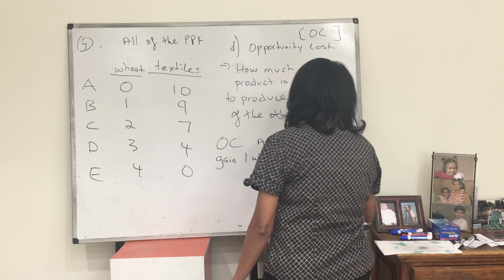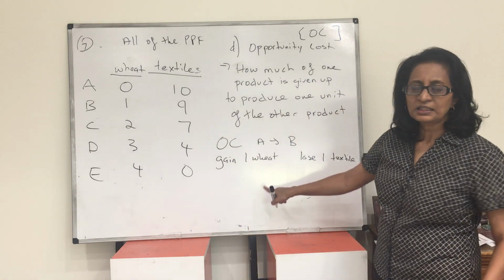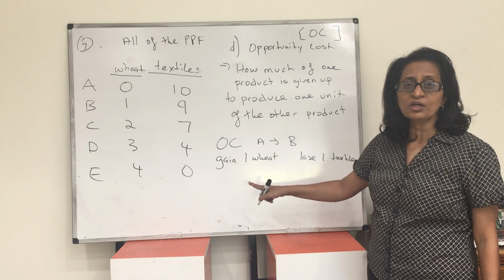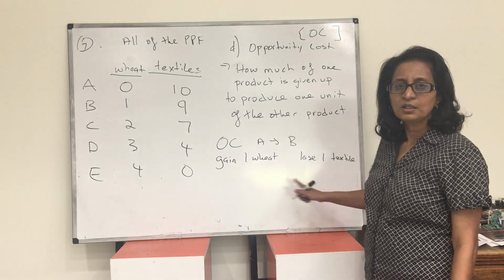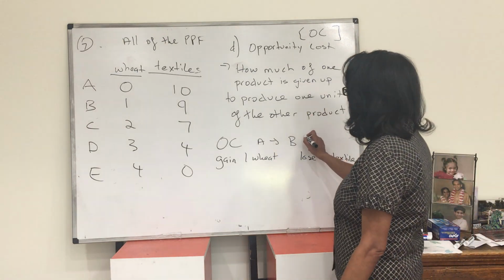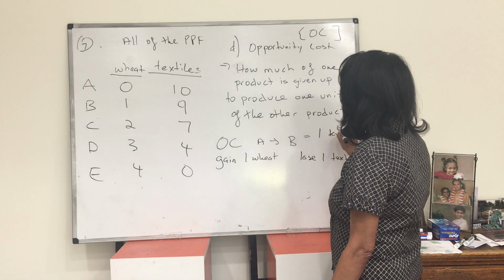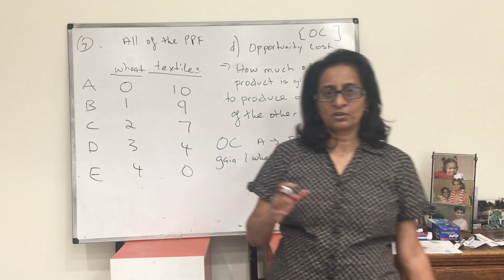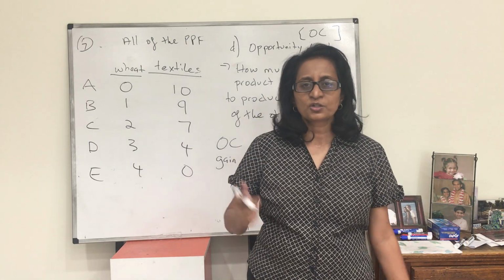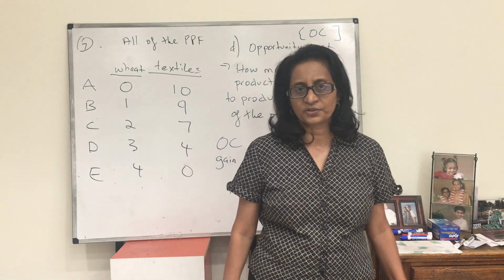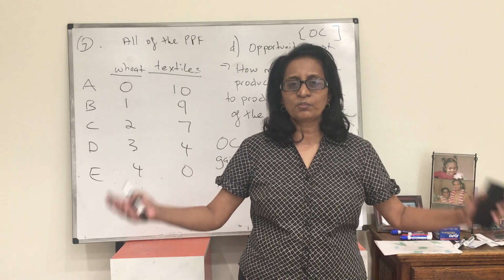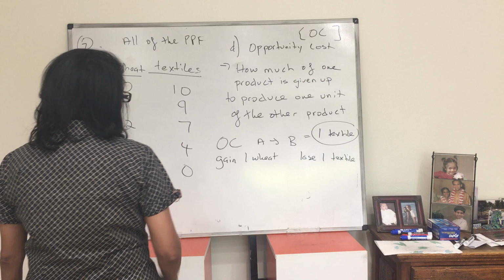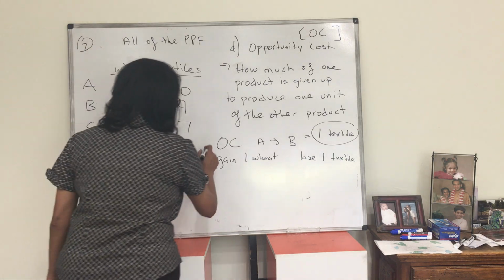Remember, I want the gain to be 1, and the gain here is 1. In other words, per unit of wheat, you have to give up 1 textile. So the opportunity cost from A to B is 1 textile. Of course, 1 textile seems strange. Remember, in units, maybe this is 1,000 pounds of textiles, or not 1,000, but 1 billion pounds of textiles.